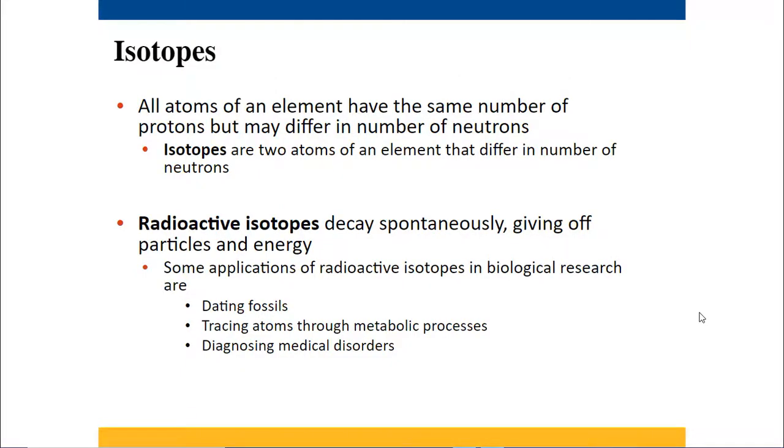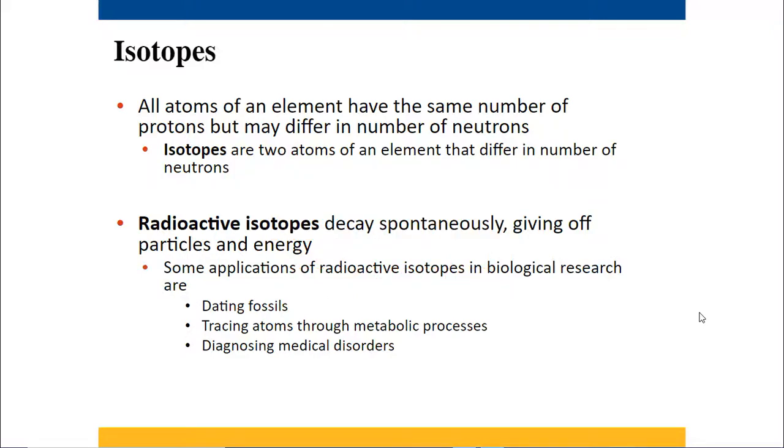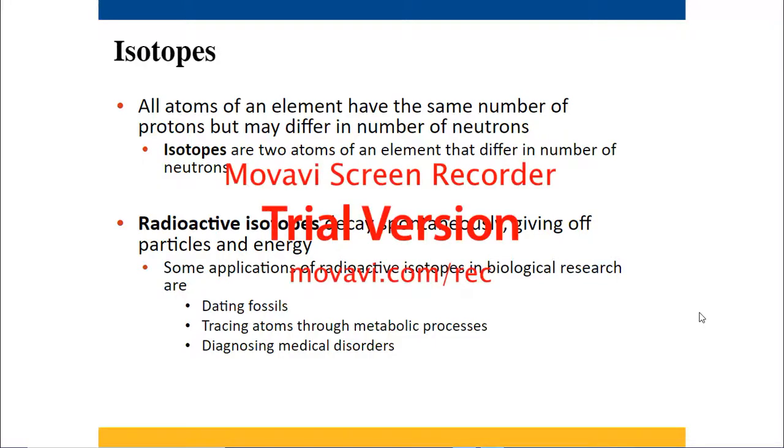So let's now talk about isotopes. I've been mentioning them for a while now. Remember, all atoms of an element have the same number of protons. If you change the number of protons, it's going to be a different element. However, they may differ in the number of neutrons, and when they differ in the number of neutrons, you have isotopes. Isotopes are two atoms of an element that differ in the number of neutrons.